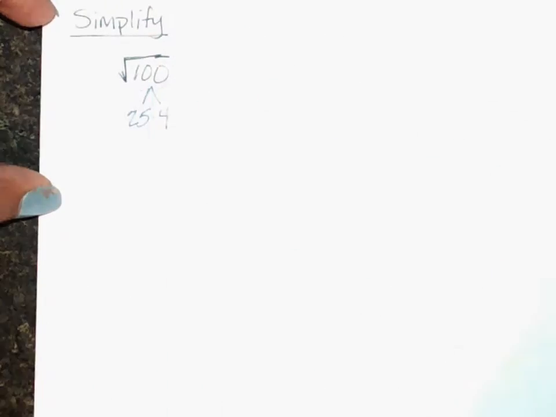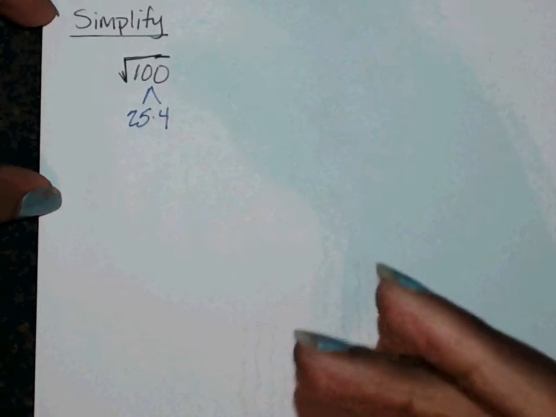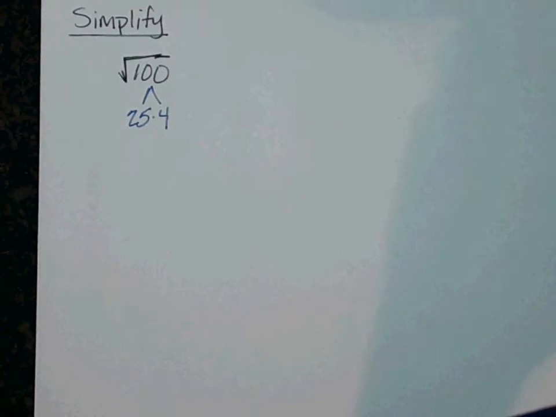25 times 4. It doesn't matter which ones you start off with. 10 times 10, it doesn't matter. 2 times 50, it doesn't matter. Alright, so I chose to start off with 25 and 4.